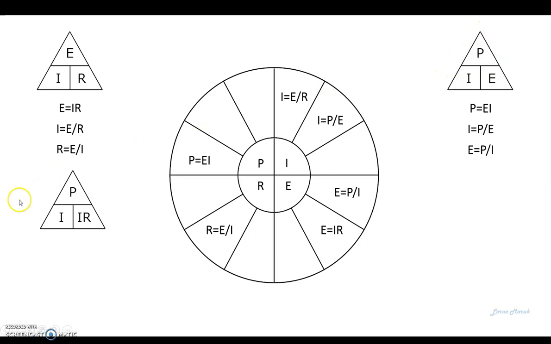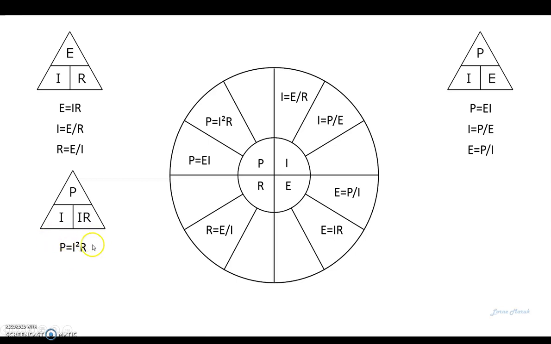Now we can take the power triangle, and instead of using the E, we can substitute the E for what E equals from the voltage triangle. So E equals I times R. So when we put that in there, we end up with P equals I times I R. Well, I times I is I squared. So we end up with P equals I squared R.